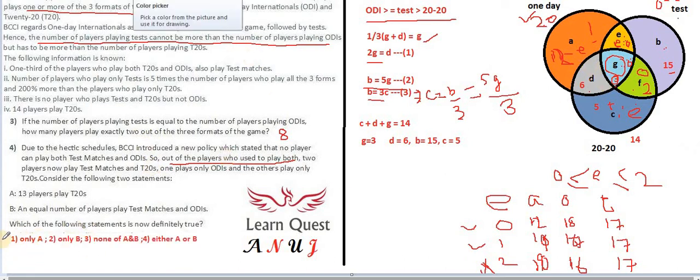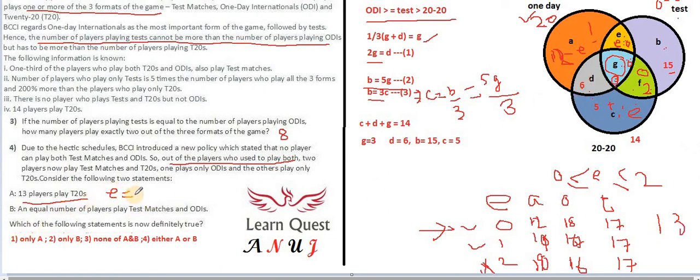Now when you check the options, I forgot to give the option, now I've given. So take these two cases. Okay, 13 players play T20. This will be when 6 plus 5, 11 plus 2, 13. So when E is equal to 0, in this case, 6 plus 5, 11 plus 2, 13, this E 0, then only 13 players will play T20, right? So this is the case when E equal to 0, right?